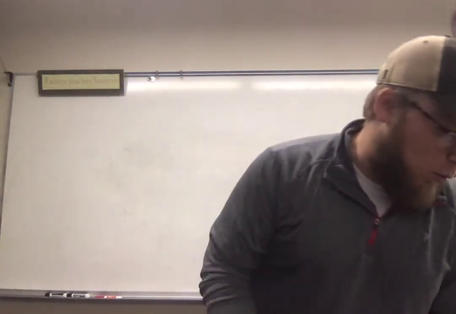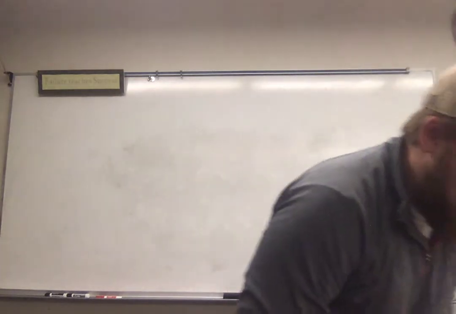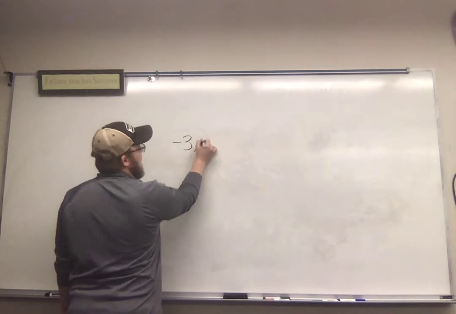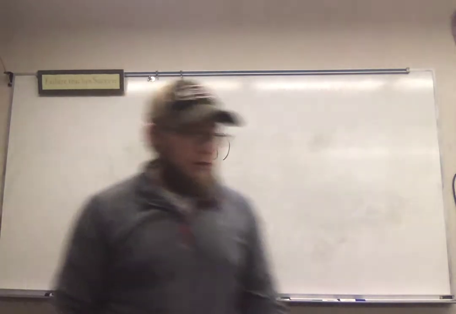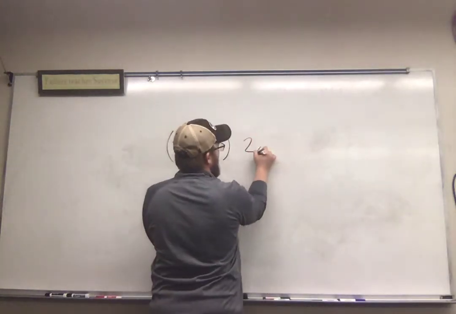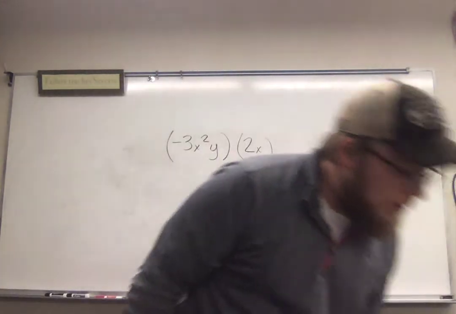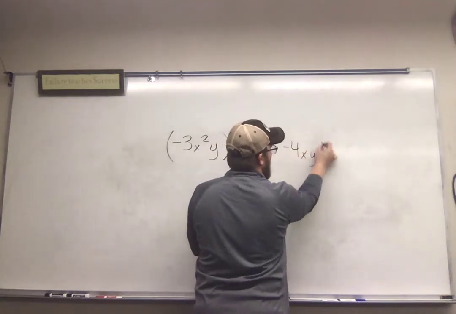We're going to start with example 1, okay? Notice there are 3 sets of parentheses, so I'm going to write them one at a time. The first one is negative 3x squared y, in parentheses. And you go back and read it again. There's also a 2x in parentheses. And there is also a negative 4xy.